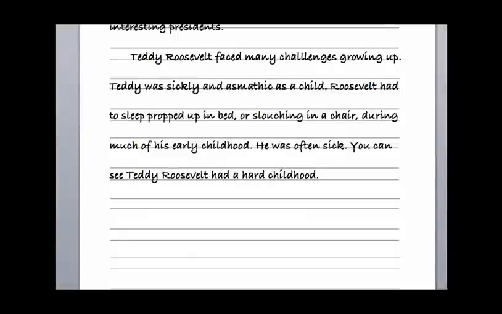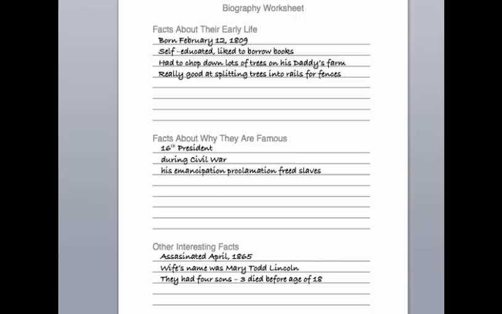The informational paragraph that you've written began with a topic sentence. You then had sentences providing facts about his early life. You then signaled to your reader that you were done with this topic about his early life. You want to repeat this structure in the paragraphs about facts that made them famous and other interesting facts.